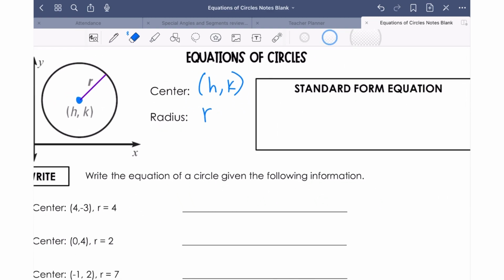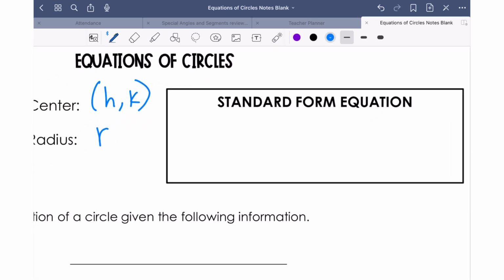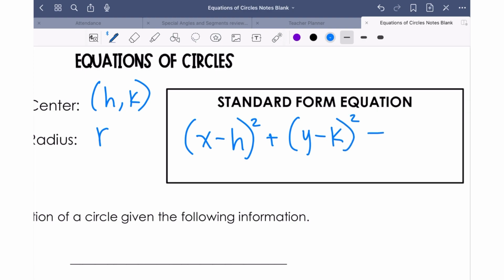This is going to be the standard form, which is the one we're focusing on here in geometry. So this is the equation. We start with parentheses, x minus h, close parentheses, squared, that's the first part, plus parentheses, y minus k, close it, squared, equals your radius squared. There's lots of squareds here, three squareds in the equation: one, two, three.